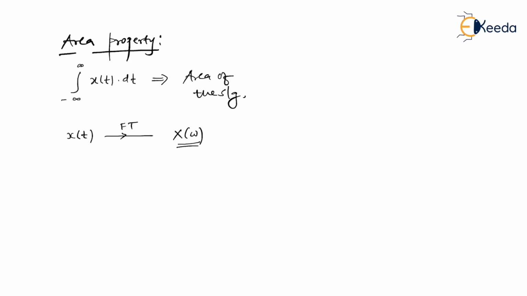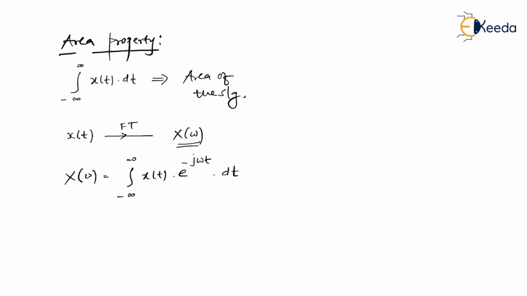Then we have a standard formula, that is X(omega) is the integral from minus infinity to infinity of x(t) e to the power minus j omega t dt. Now listen to me very carefully. This is a standard formula to get the Fourier transform of x(t).